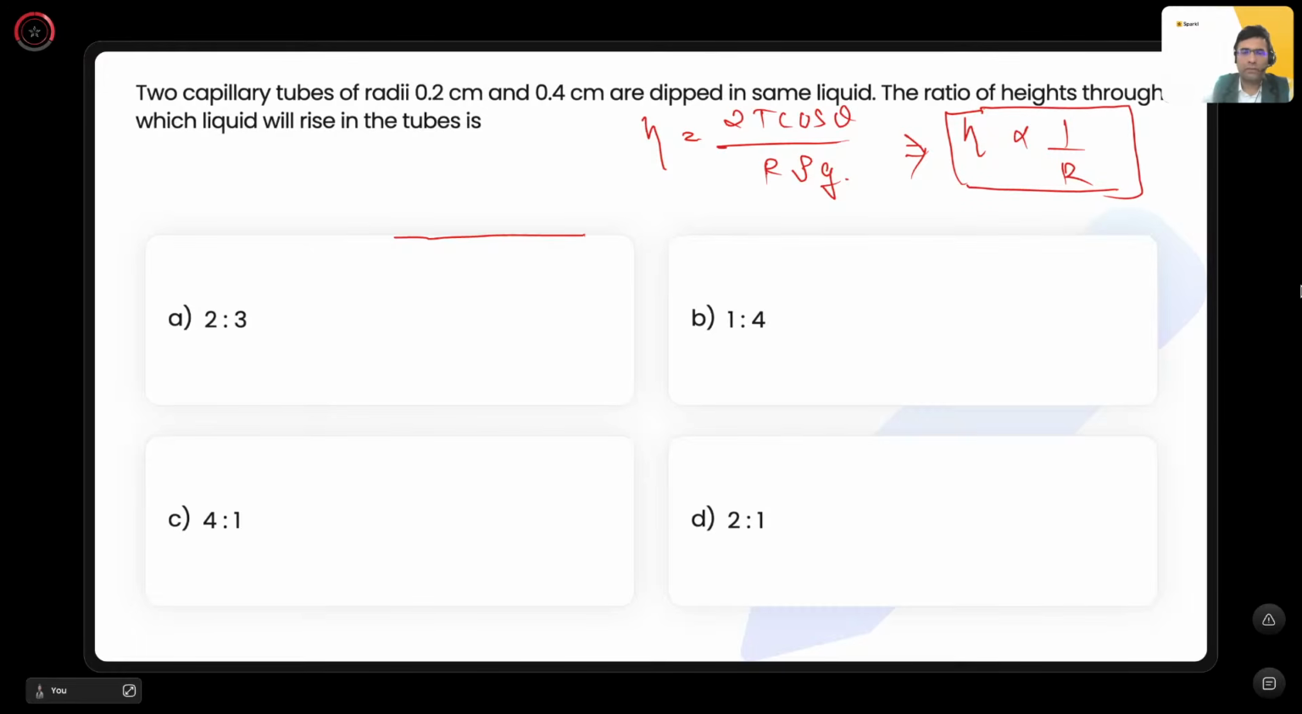So this concept we have to use. H1 by H2 will become R2 upon R1. So it will be 0.4 upon 0.2. So it comes out to be 2 by 1. So a simple question, but you have to do again questions on this particular formula.